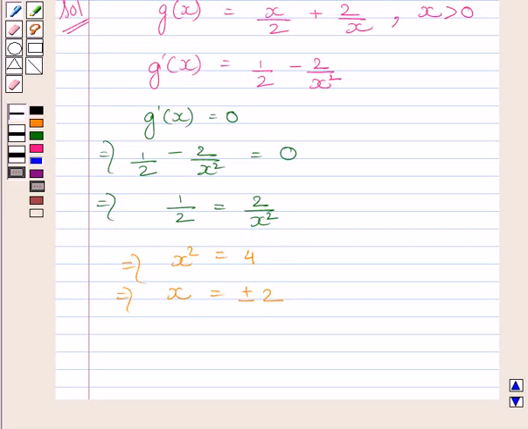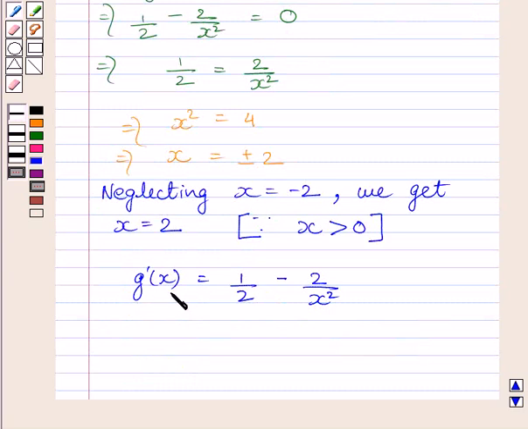Now, we know x is greater than 0. So, we will neglect the value of x is equal to minus 2. And we get x is equal to 2. Now, we know g dash x is equal to 1 upon 2 minus 2 upon x square. This we have already shown above.